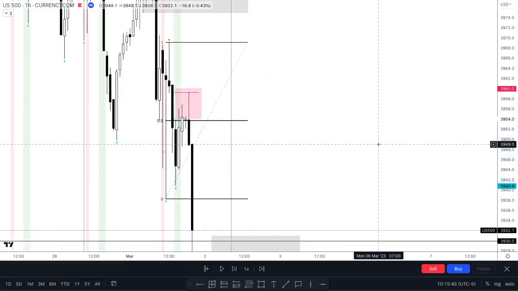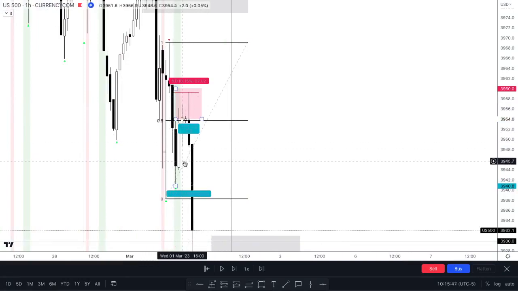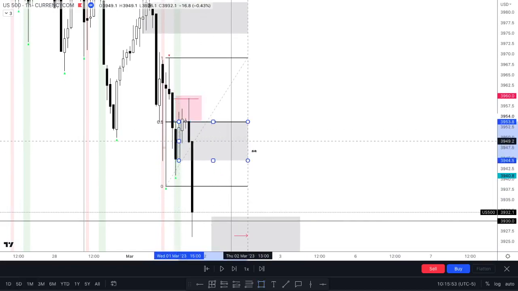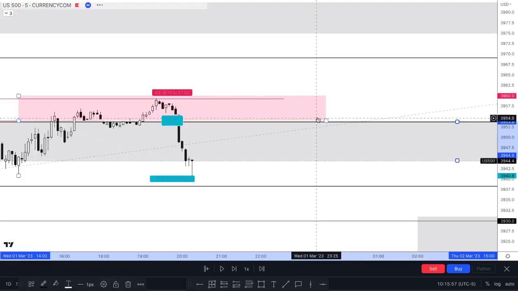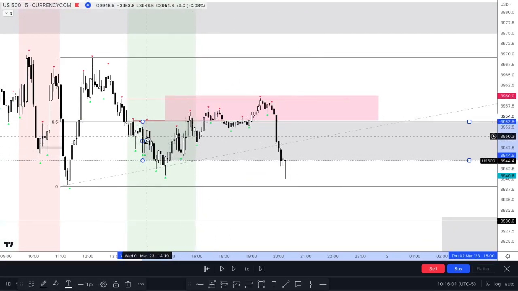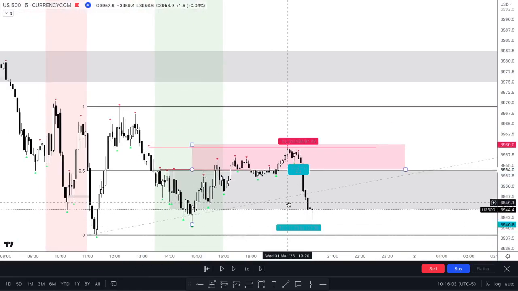Also, to show you our next play within this play here, once the high of this candle is taken out, it becomes an order block, right? The high gets taken out here. Actually, nah, I'm a little confused here.